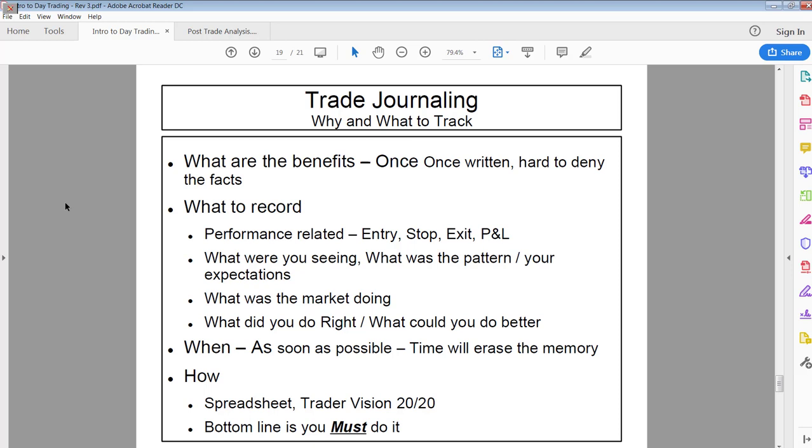Or sometimes said wrong. And when should you do it? As soon as possible. Because you'll start to forget stuff. I don't care how young you are. How do you do it? Spreadsheet, Trader Vision, any kind of journaling program that you purchase out there or create your own. But the bottom line is you got to do it.